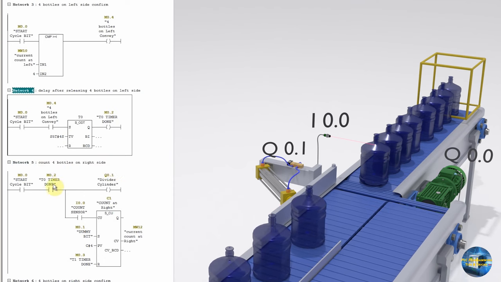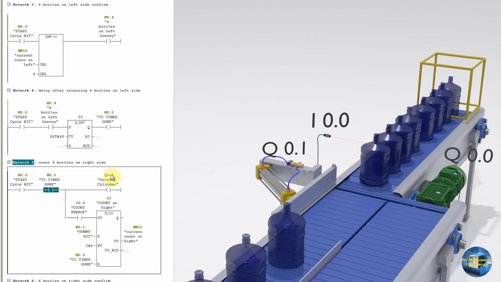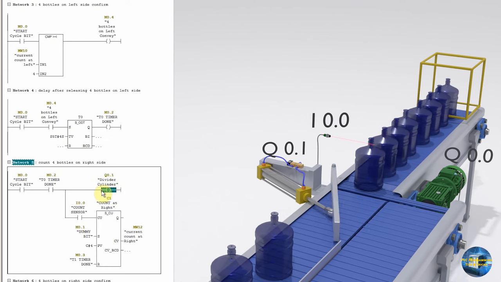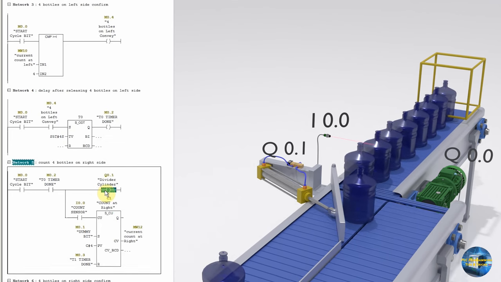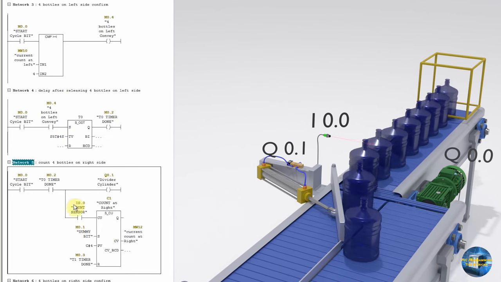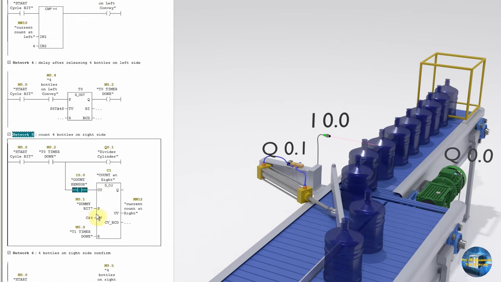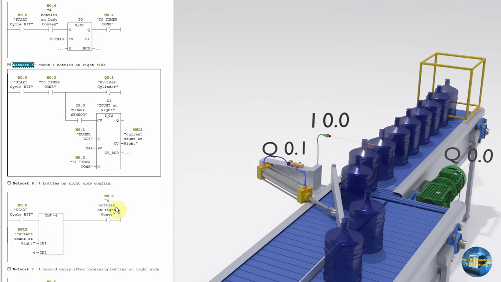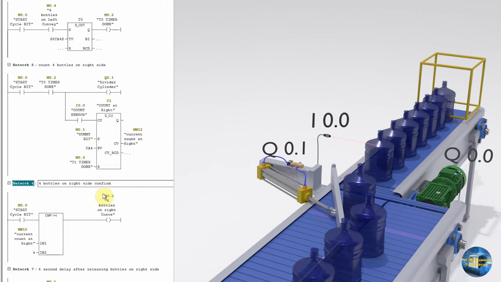Whenever our timer done bit is on, it will turn on this diverter cylinder Q0.1 output so that this diverter should move forward towards the right side conveyor and be ready there to transfer the bottles onto the right side. And each time this sensor I0.0 senses these bottles, this counter C1 will be incremented by 1. The current bottle count on the right side will be updated in the memory word 12. And in the same way, we will confirm that 4 bottles are actually released on the right side conveyor.